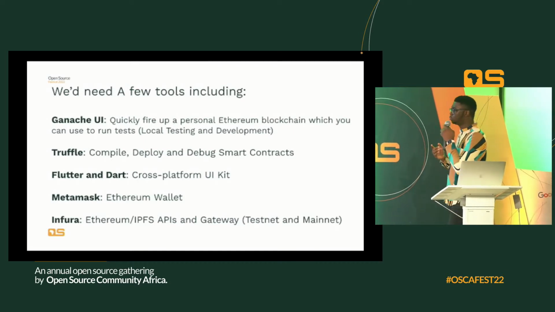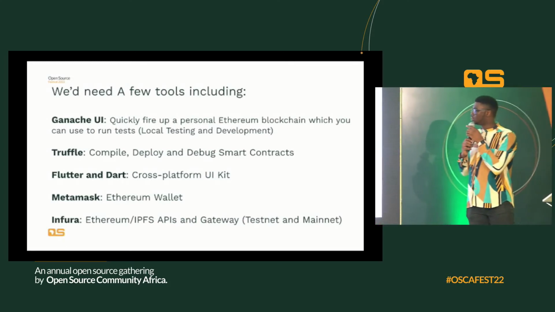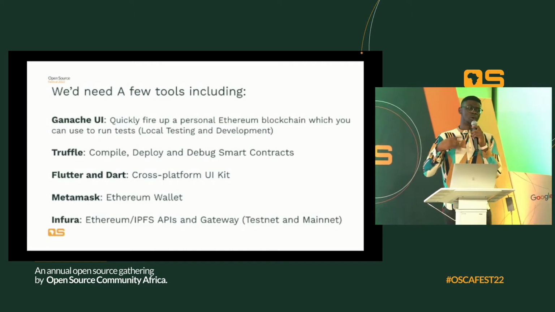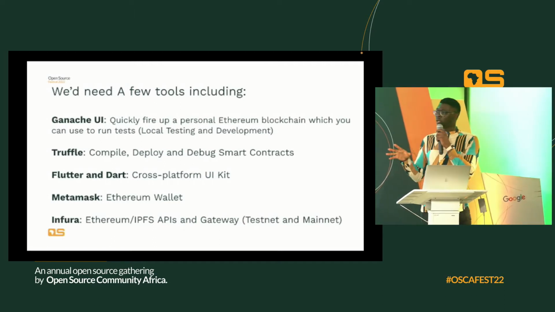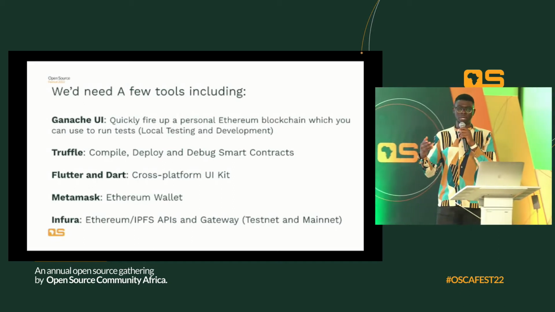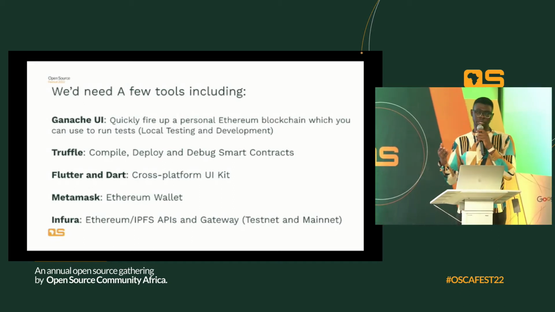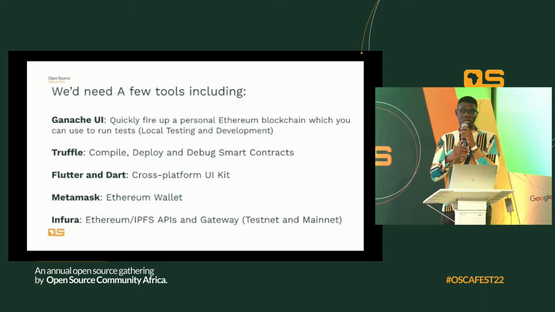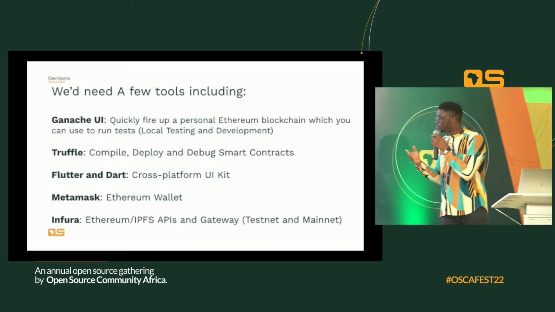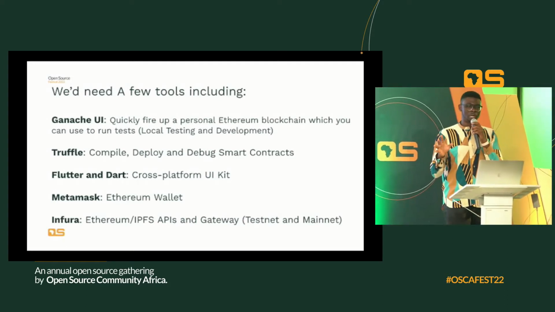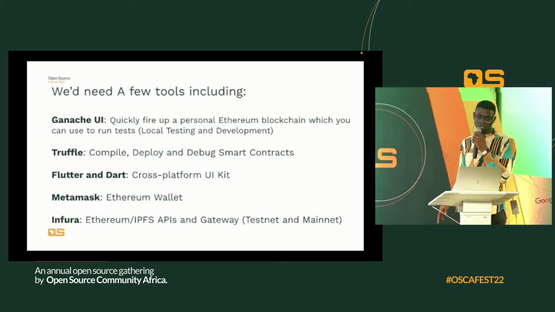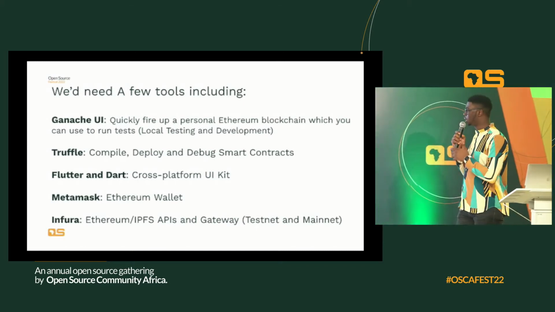The next one is Truffle. Truffle is a CLI tool. It's an NPM package that helps you compile your smart contracts. Using Truffle, you can compile your smart contracts, debug them, and deploy them to a test chain. Or if you need to go live, you can also use Truffle to deploy your smart contract on the Ethereum main chain. Then the next one we're going to be using is Flutter.